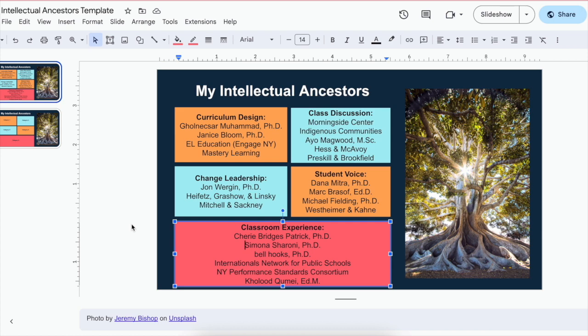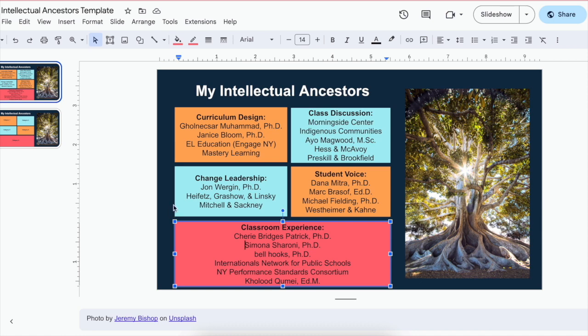Class discussion: I was trained in community circles and restorative conferencing from Morningside Center, but they get their practices from Indigenous communities, a multitude of Indigenous communities who have used this practice. So I just want to honor that. Io Magwood has helped me learn about, for example, Hassan McAvoy, which is right underneath here, who has talked to me about much of the research that she has done, but also the application and practice in her history classroom of how we actually talk about things and how we distinguish empirical facts, which we don't debate, and policy issues, which we can debate.